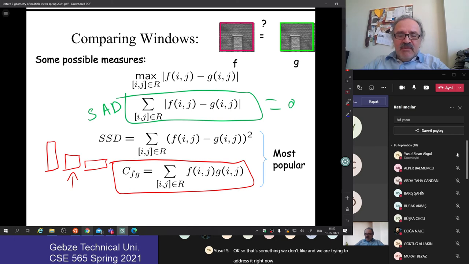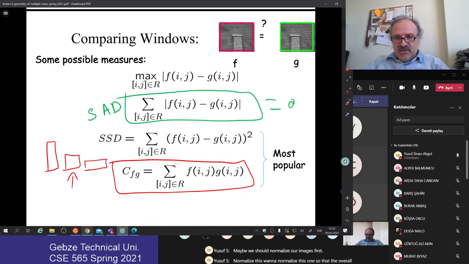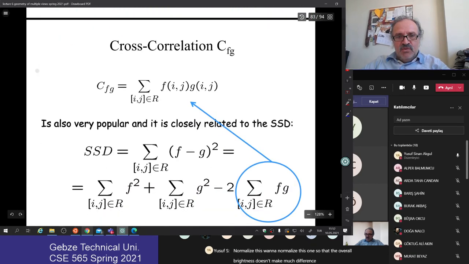And maybe what should we do? Maybe we should normalize our images first. Right? Normalize this one and normalize this one, so that the overall brightness doesn't make much difference. That's what we are going to do in a few minutes.